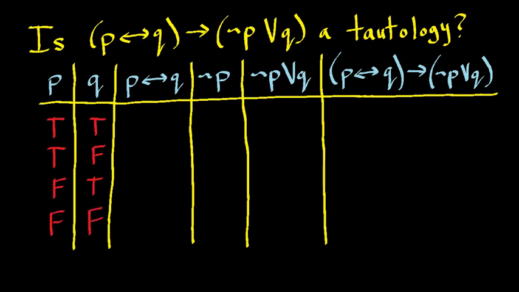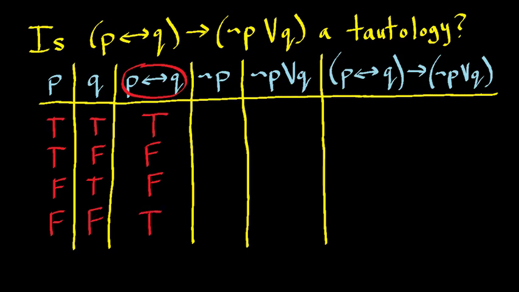Given these values in the first two columns, the biconditional, which is right here in column 3, is also read P if and only if Q. This is only true whenever both parts are true or both parts are false. So the top line says true if and only if true, which is a true statement. True if and only if false is a false statement. False if and only if true is another false, but false if and only if false is true.